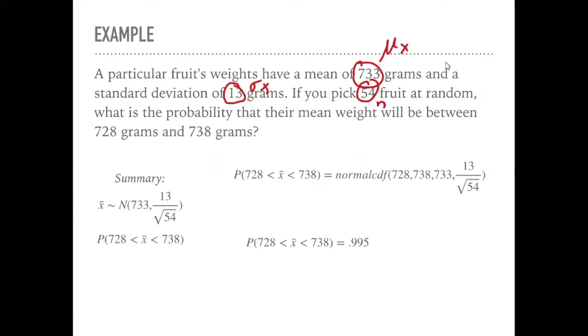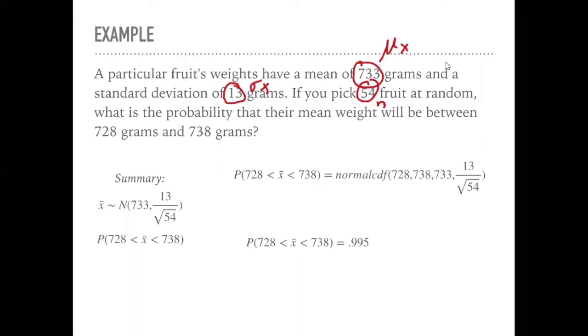Now again, we could go through and standardize this. We could find a z-score for each of these and change this into the standard normal distribution and use our table. We could absolutely do that. So you'd just be finding the z-score for 728, the z-score for 738, and then using your table to find your probability.